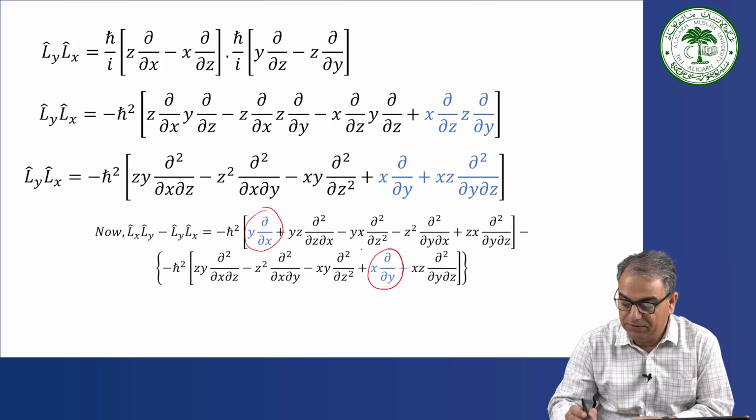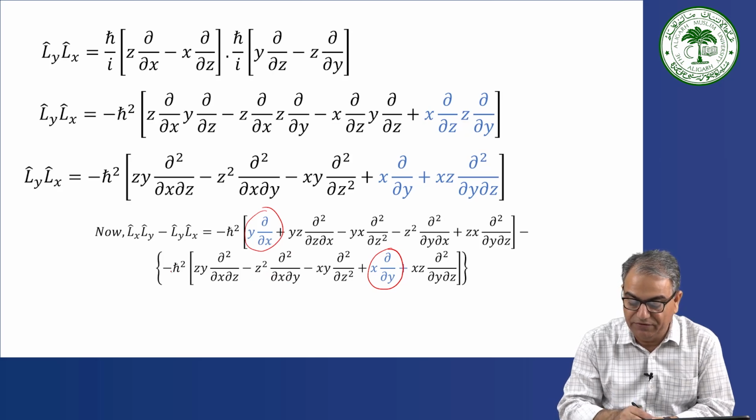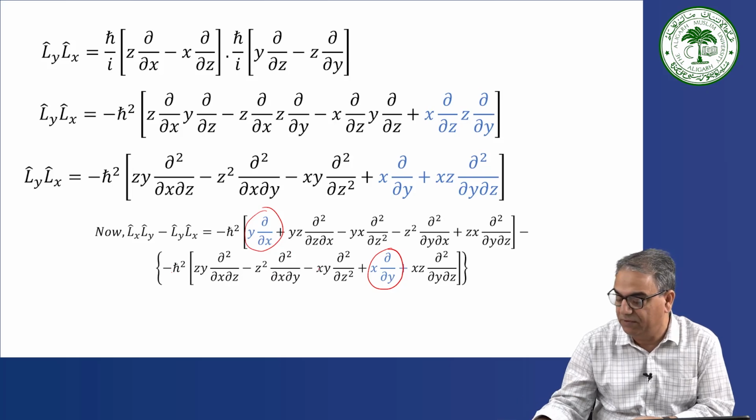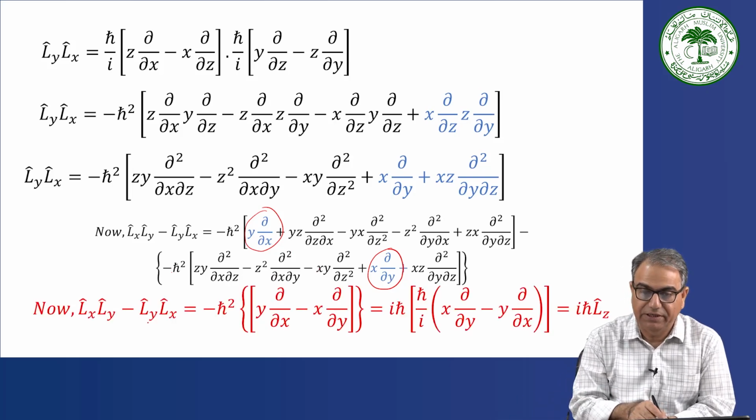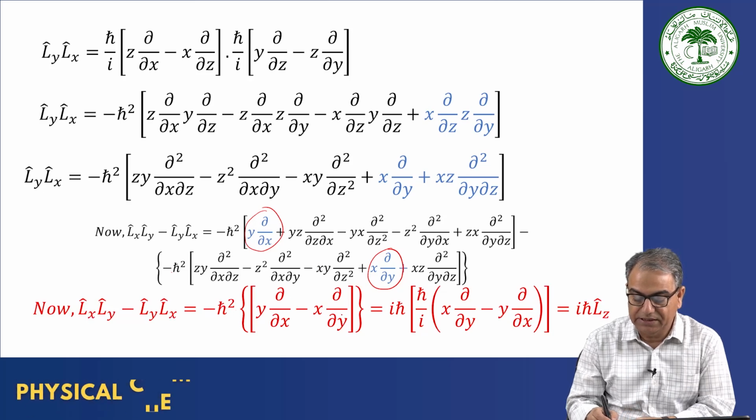Rest all terms will go. Okay, you see minus z square del square by del y del x, minus z square del square by del x del y, and you have a negative sign here, so it will become positive and it will go. So similarly all terms will go, and what you will get is Lx Ly minus Ly Lx is equal to minus h cross square y del by del x minus x del by del y.